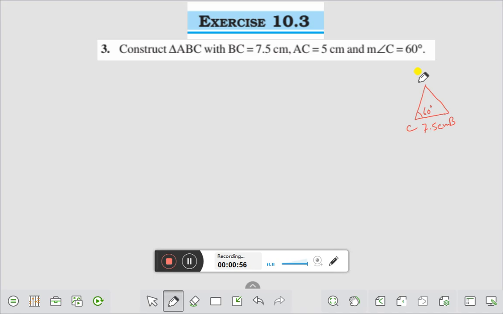And take AC as 5 centimeter. This is AC, 5 centimeter. Right? Let us draw.